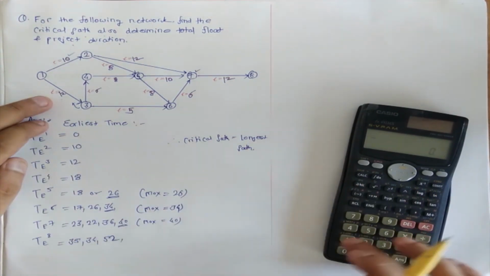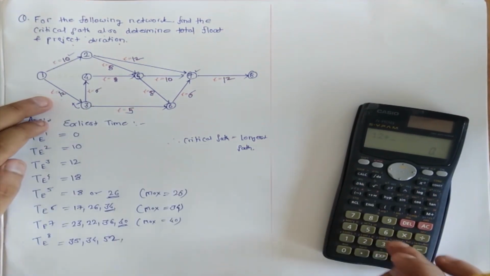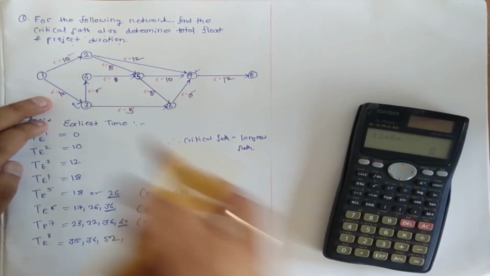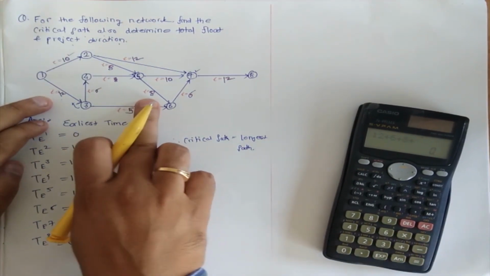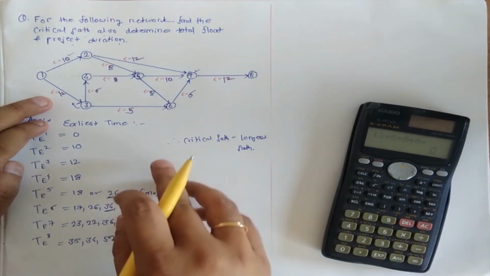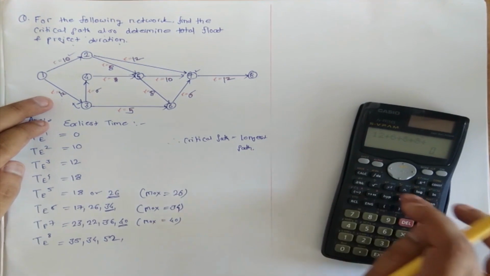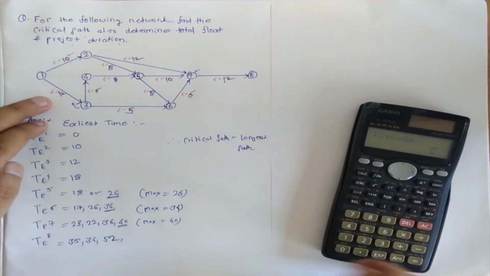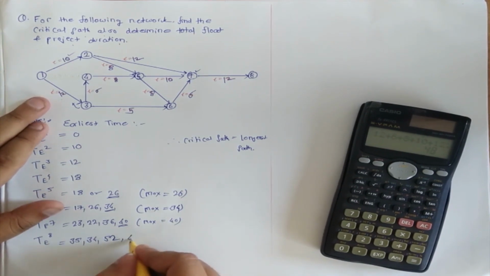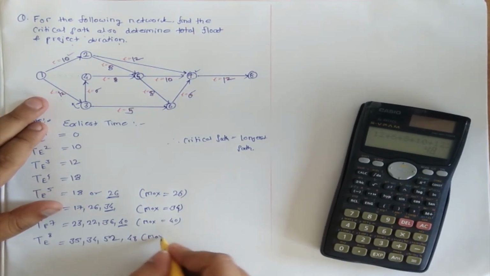12 plus 6 plus 8 plus 8 plus... not, we have just now taken 8 plus 10 plus 12, it is 48. So maximum, the critical path will be 52.